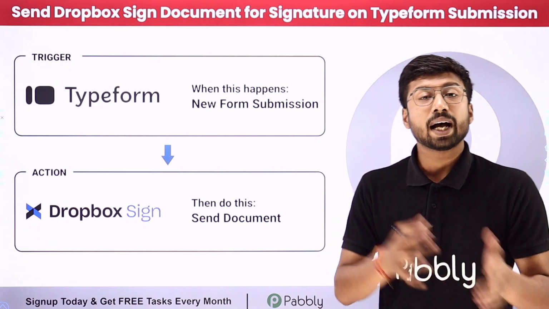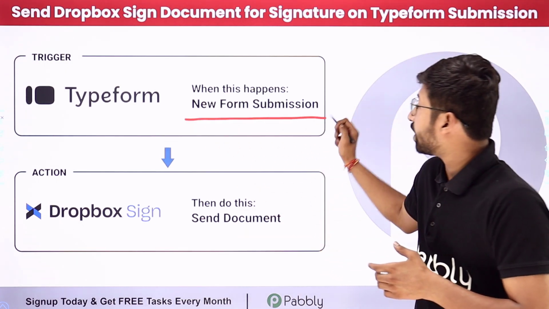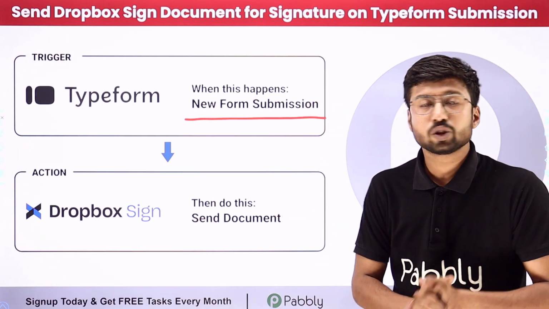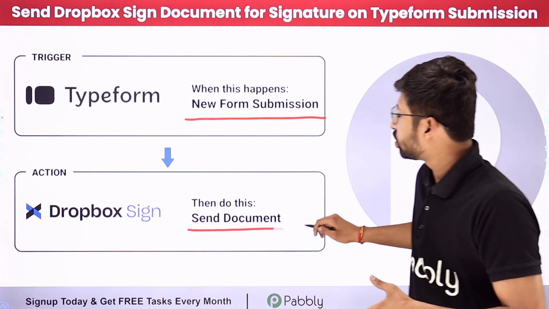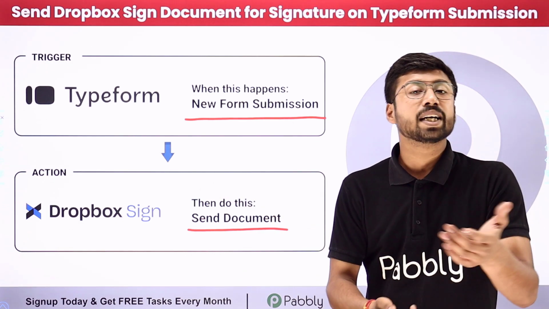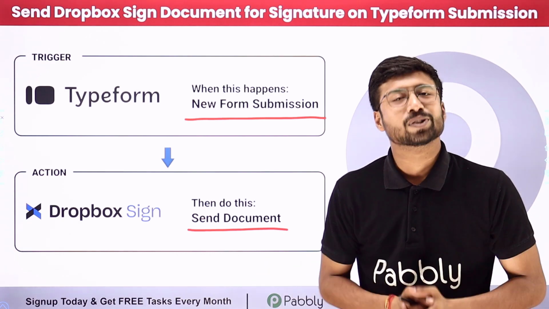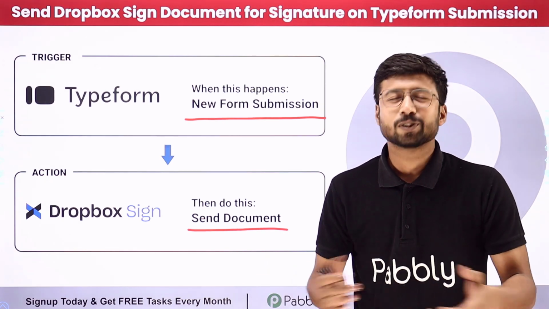So in this automation, as we receive a new form submission in Typeform, automatically on the same email which the user has entered in the form submission, we are going to send the document for signature using Dropbox Sign, and we can get their signature. Now, if you want to learn how you can set up this automation all by yourself, for that you just have to come with me to my screen.